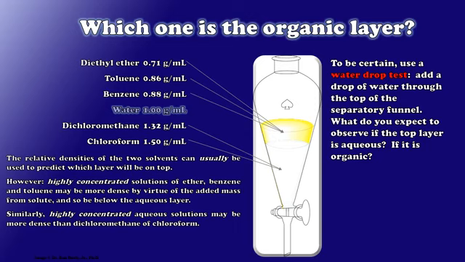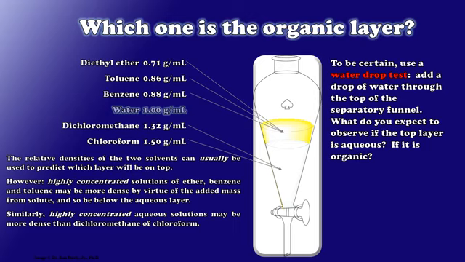We're dealing here with the densities of solvents. But what really dictates the behavior is the density of the solution. And a solution with a large amount of very high mass solute might defy prediction here. So we need a test that will absolutely let us know which layer is which. For this, we use what's called a water drop test, in which we add a drop of water through the top of the separatory funnel.